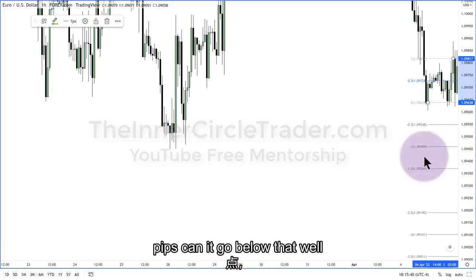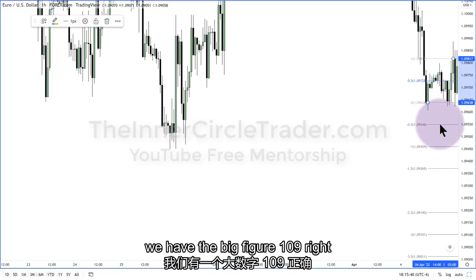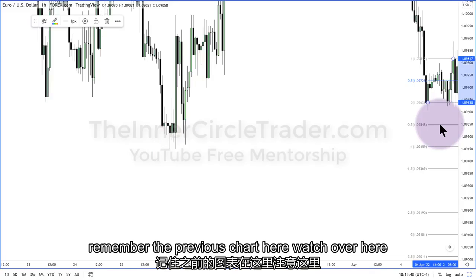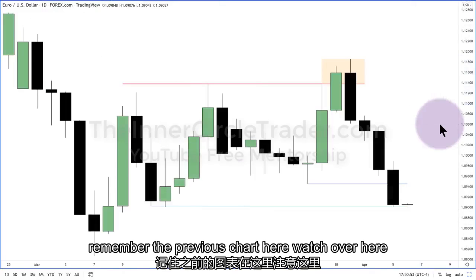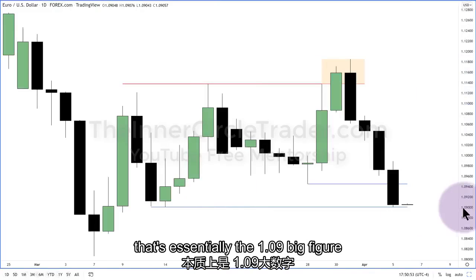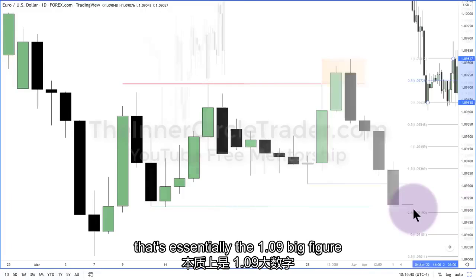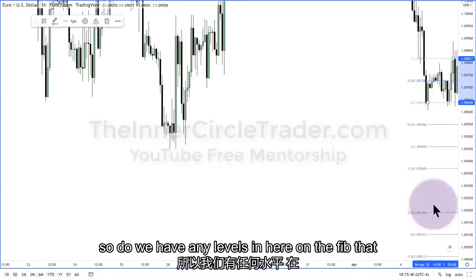Well, we have the big figure 1.09, right? Remember the previous chart here? Watch. Over here, that's essentially the 1.09 big figure. So do we have any levels in here on the fib that correspond to that?